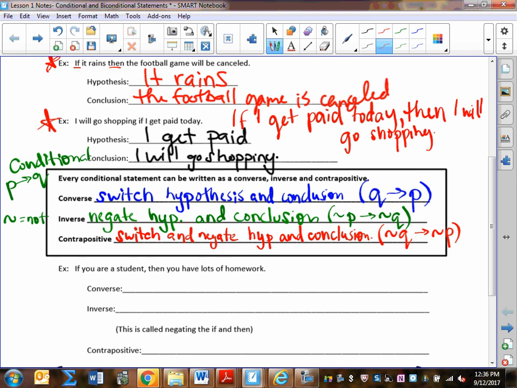All right, so let's take a look at our first example here. If you are a student, then you have lots of homework. It's a true statement. Well, maybe not those kindergartners, but in high school, you have a lot of homework. Let's identify what would be my hypothesis for this. You are a student. So here's the P part. And what would my conclusion be?